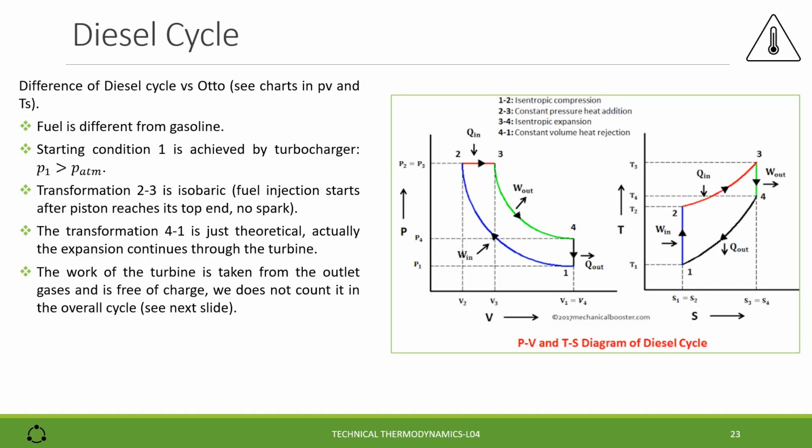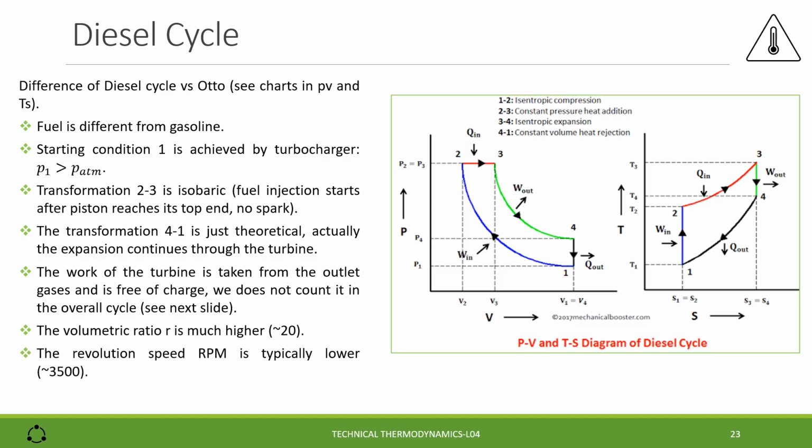The work of the turbine is taken from the outlet gases and it is free of charge, so we do not count it in the overall cycle. We'll see a schematic in the next slide. The volumetric ratio R is much higher, in the range of 20, and the revolution speed RPM is typically lower, in the range of 3500.